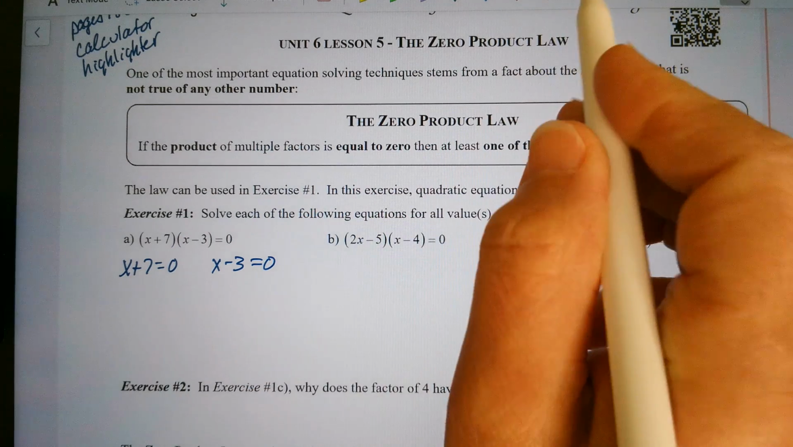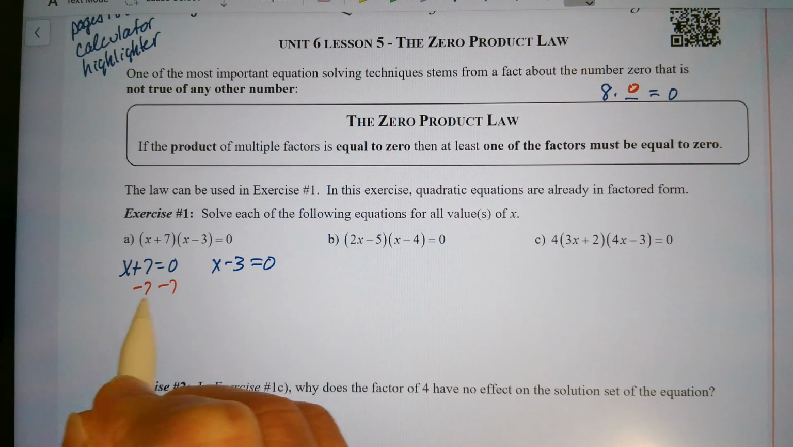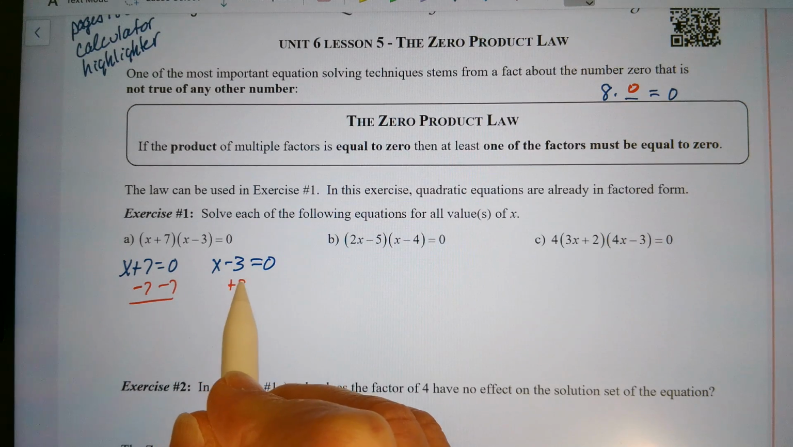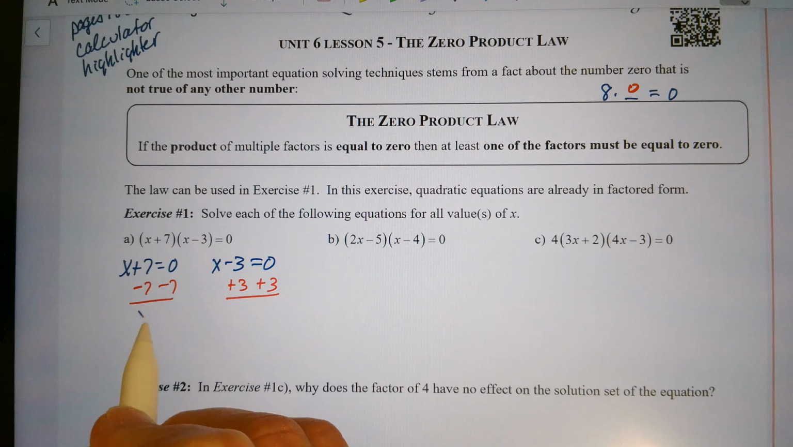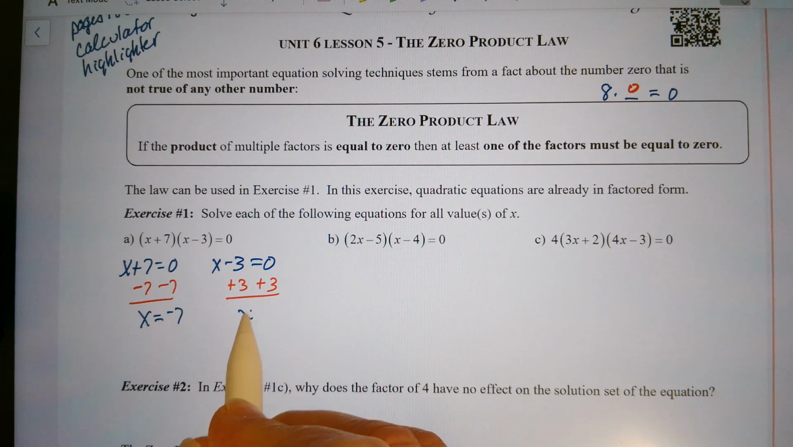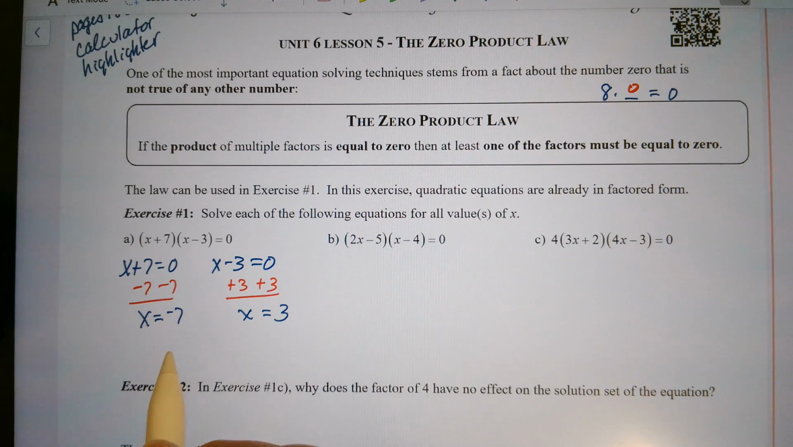And solve individually, subtracting 7 from both sides. So x equals negative 7 and x equals positive 3. I'm going to write this in solution set notation.